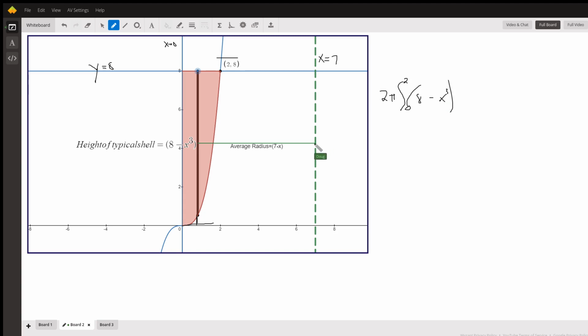Well, the average radius is the distance from the axis of revolution to the center of a typical shell. Well, this distance is x. So if we take the entire distance, 7, and subtract x, we'll have the length of that green segment. So there is the average radius times dx, the width of the shell.